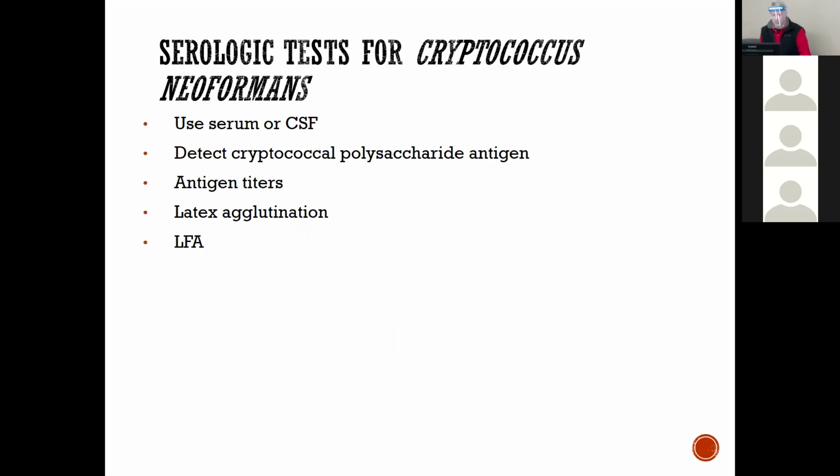So if we did our serological test, serum would be a great start. Cerebrospinal fluid, looking for the cryptococcal polysaccharide antigen. And we can do antigen titers, our latex agglutination. What is LAF? Remember what was LAF?